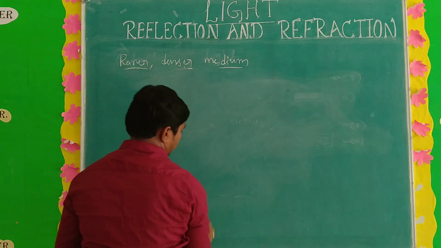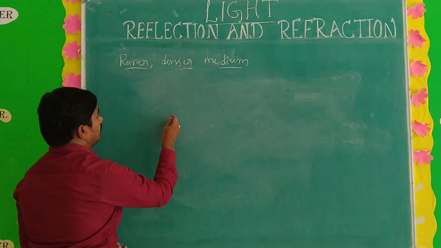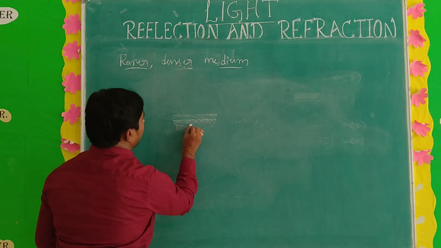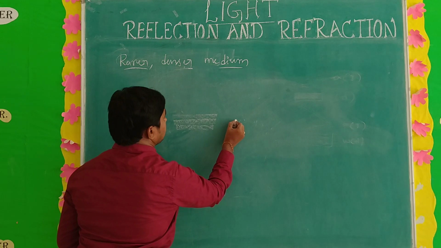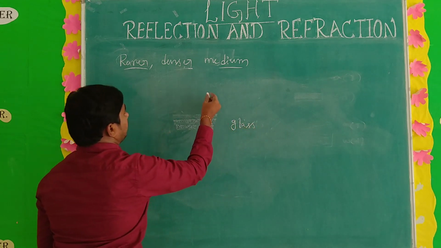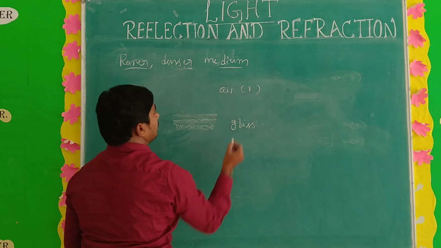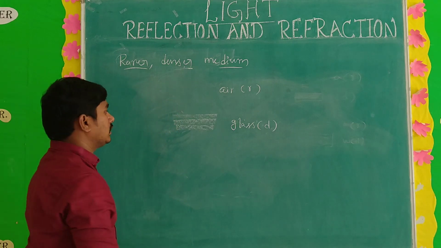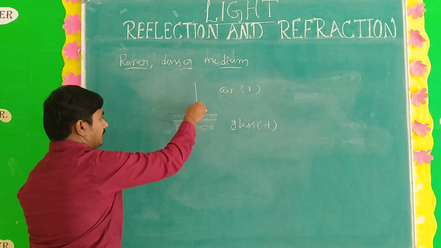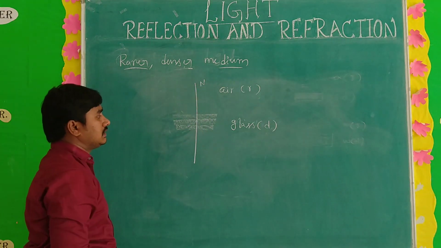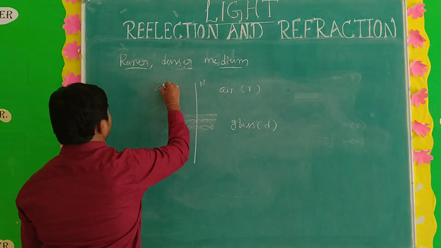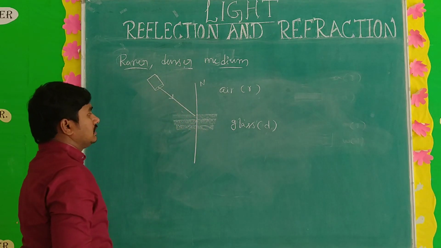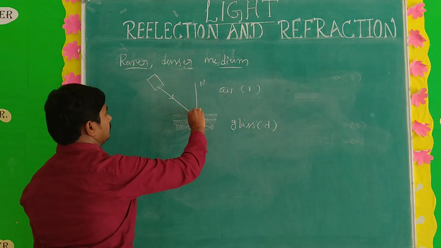Here, first I take two mediums. For example, this medium is glass, and that medium is air. Air is the rarer medium and glass is the denser medium. Which ray is perpendicular to the surface? This one is the normal ray. Now take a laser light and let the light ray fall on the surface of the glass. Then what do we observe here?